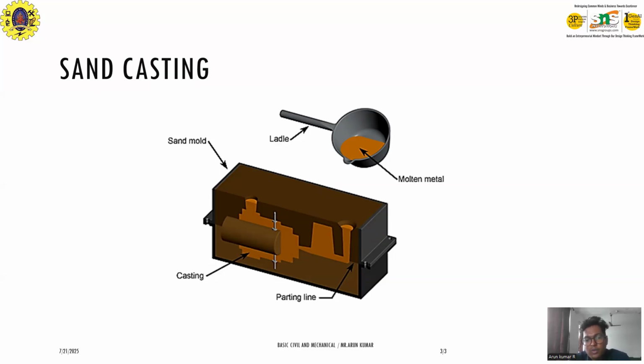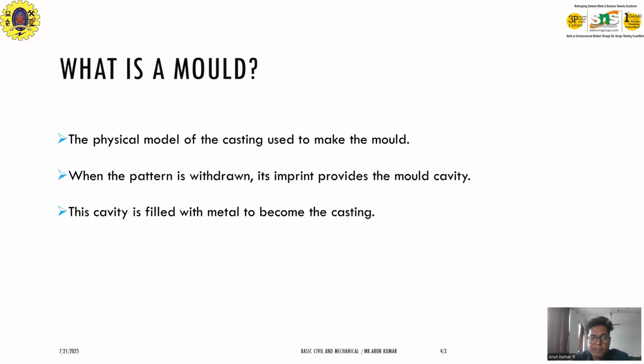Say I want the pattern to be like a gear shape. It creates an impression, a gear shape, on the sand mold. Once your pattern is removed, after that you have to pour in the material. You have to decide the quantity of molten metal, and it fills the pattern area. So the simple understanding here is that these are the processes we have to carry out for sand casting.